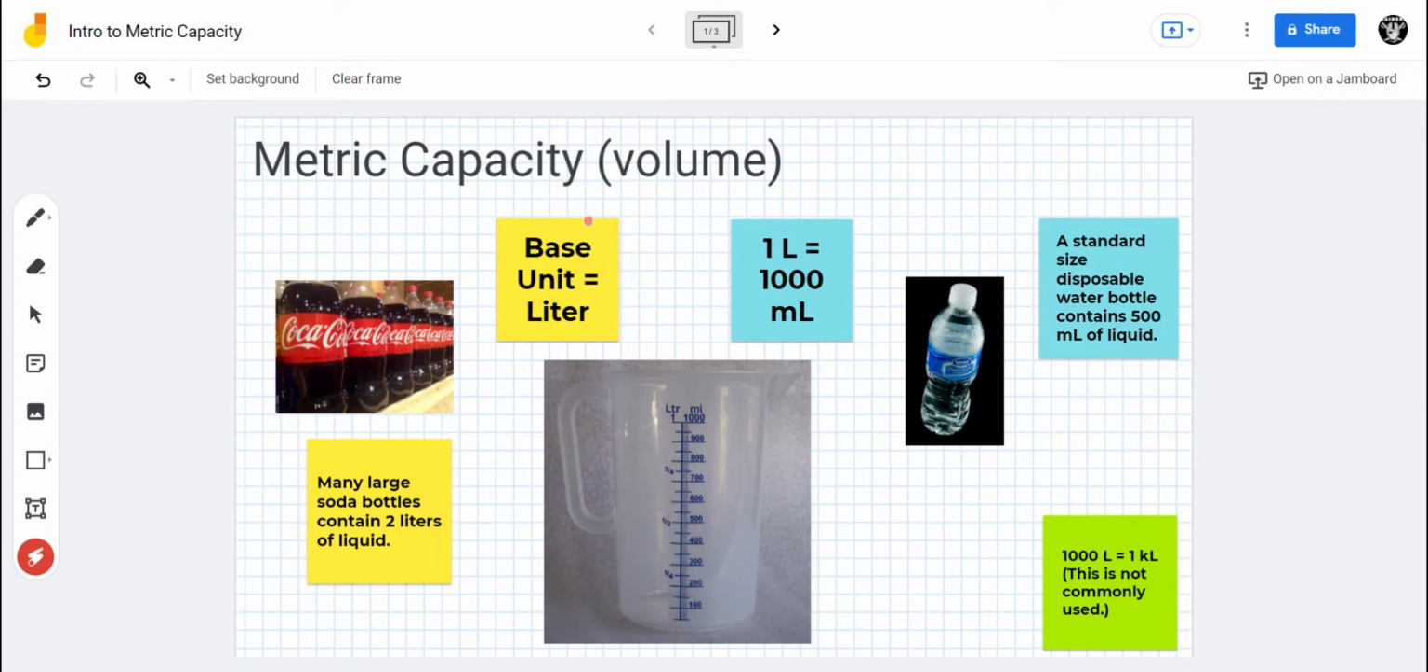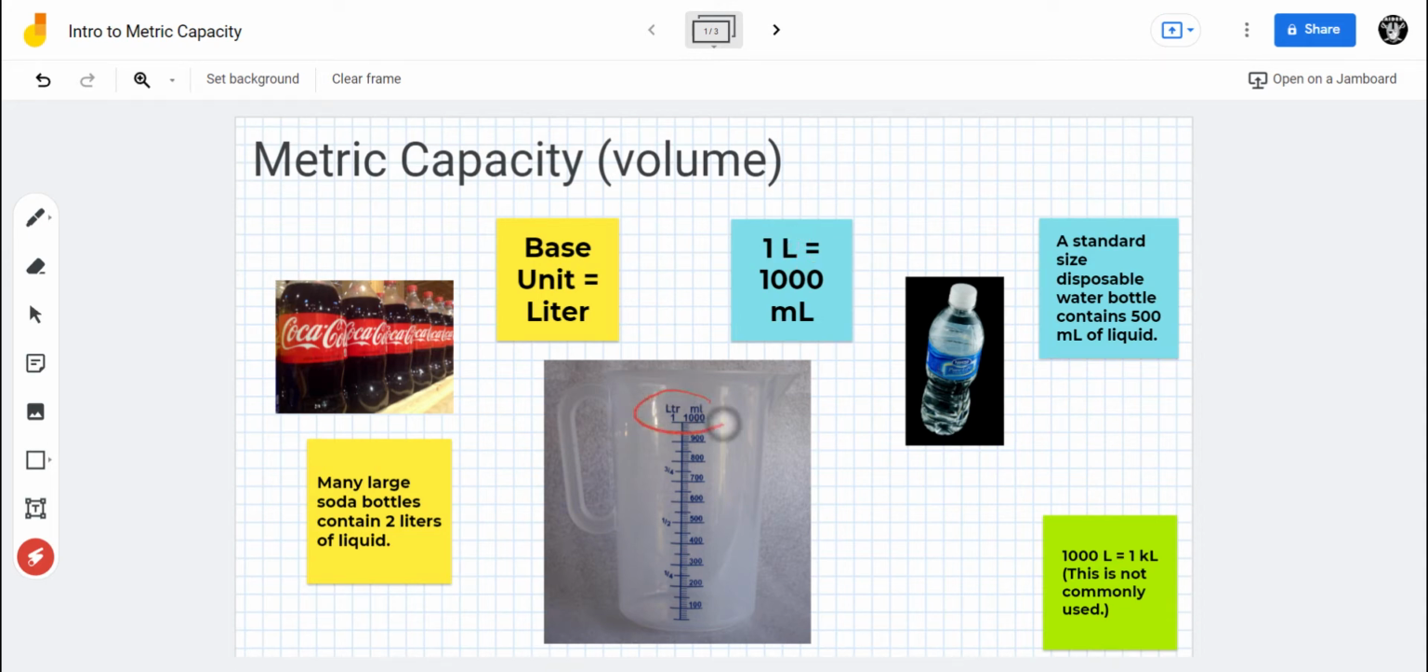Okay. So the base unit of metric capacity is the liter. Many large soda bottles contain about 2 liters of liquid. That is a standard sized large soda bottle that you might buy for a party or for a family dinner, right? Additionally, we also need to know what milliliters are, and that root word milli means 1/1000th. So there are 1,000 milliliters, which equals 1 liter. So 1 liter equals 1,000 milliliters, right?